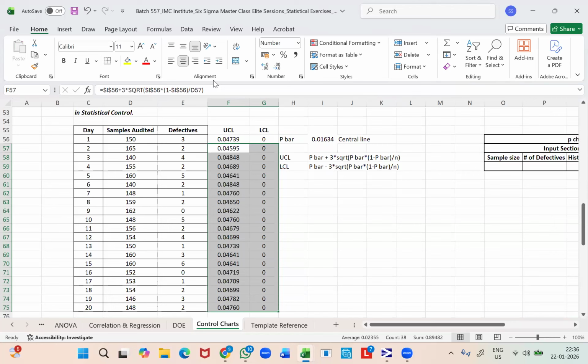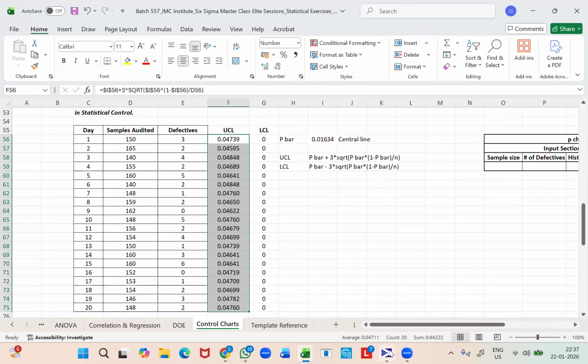The UCL obviously would vary on a day-to-day basis because of the varying sample size. If the sample size had been constant, then we would have used the NP chart, and in that case, the UCL value for all the 20 days would be the same. But since it is a varying sample size, we have different UCL values for all the 20 days. Since the LCL value is negative, it has considered 0 as LCL for all the 20 days.